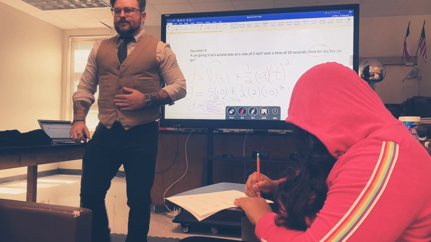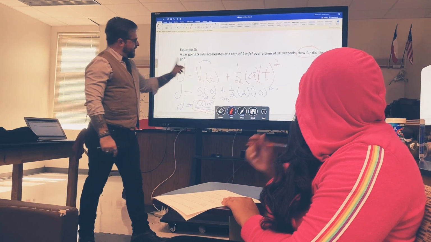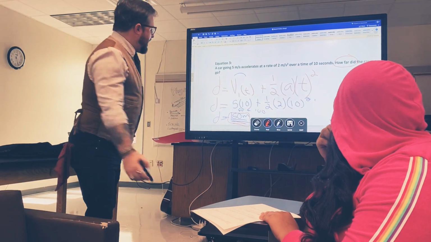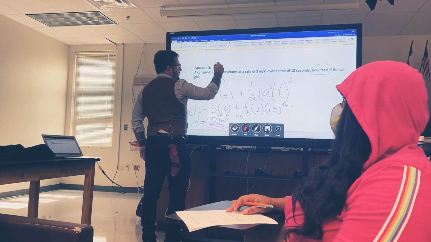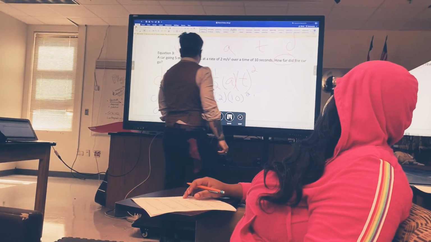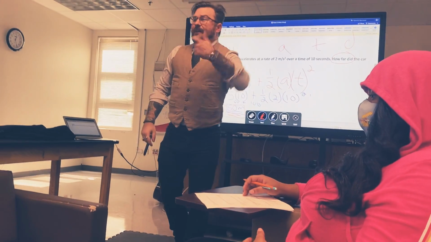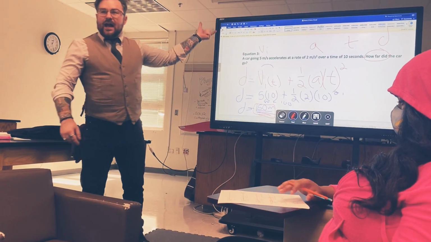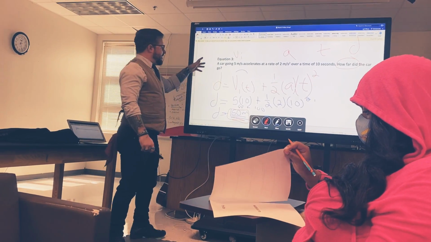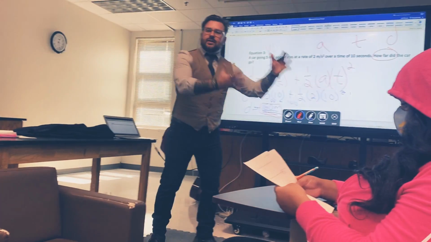How did I know to pick this one? It depends on what I had, like Nick said. It depends on what I have, right? Here it gives me initial velocity, v sub i. It gives me acceleration, a. It gives me time, t. And it's asking for d. There's only one equation that has initial velocity, acceleration, time, and distance. If I have the time and the distance, I can find my final velocity, right? If I have the initial velocity, I can find the distance. You just have to pick the right equation.